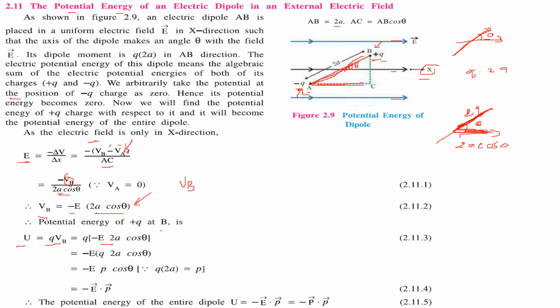And this Q, bring Q and 2A together, and this Q and 2A is nothing but the dipole moment. So we can write E P cos theta. And what is this E P cos theta? This has to be E dot P, because E dot P, the dot product, is E P cos theta. So this U becomes minus E dot P. So the potential energy because of this entire dipole is nothing but minus E dot P. This is the value.